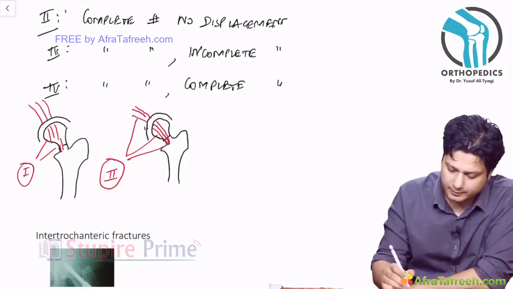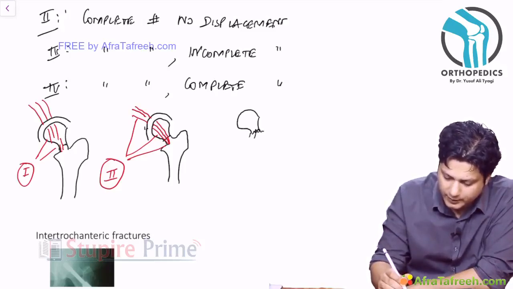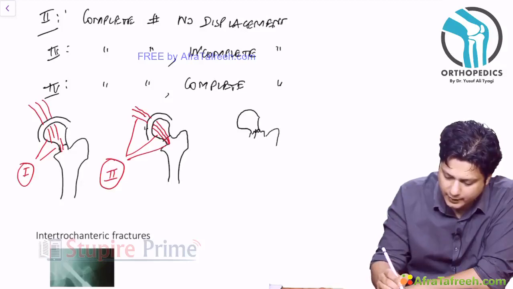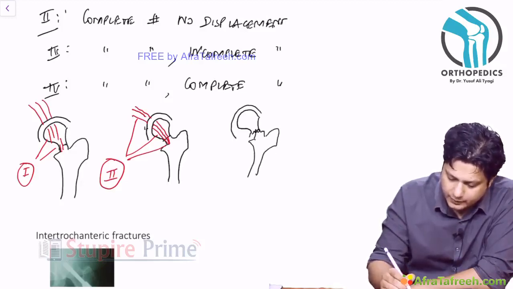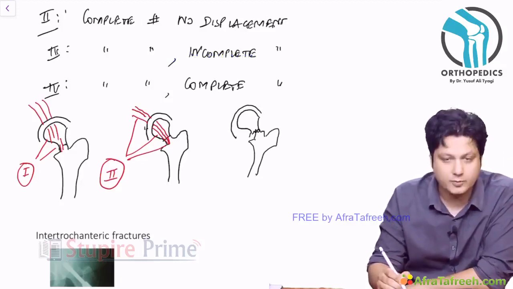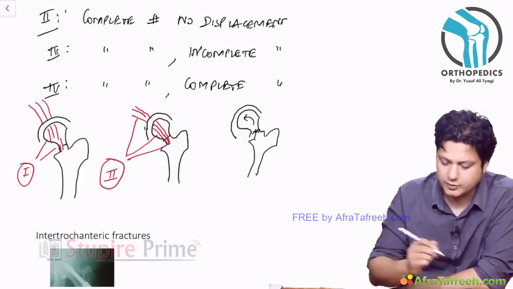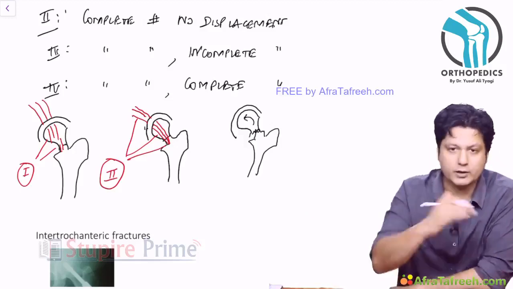Now what will happen in type 3? In type 3, if this is the head of the femur and there is incomplete displacement, some of the contact is maintained between the fractured neck as well as head, and this is the rest of the femur, and this is the acetabulum. Because of this attachment, it will result in the varus position of the head of the femur. It will be rotated inwards.